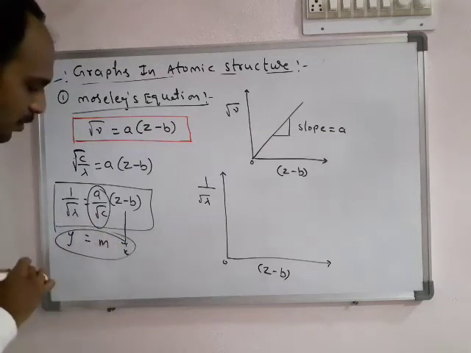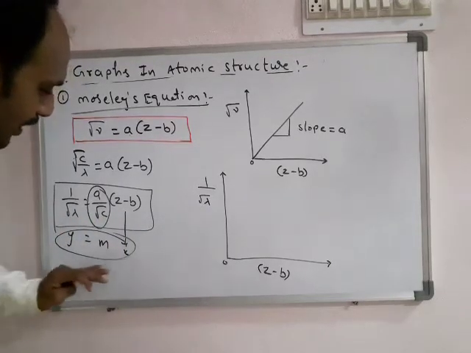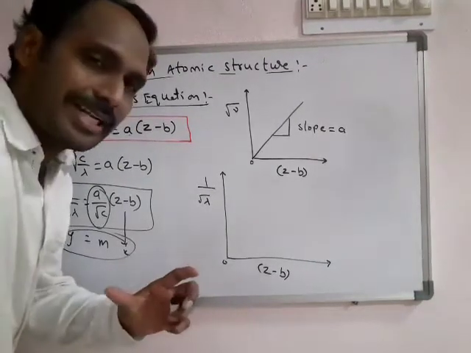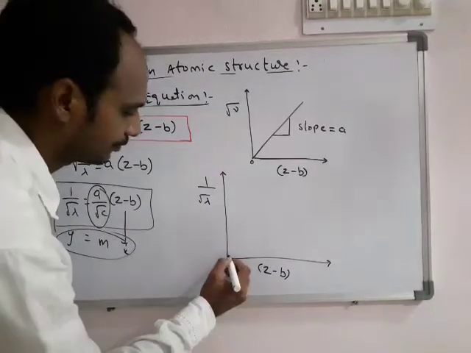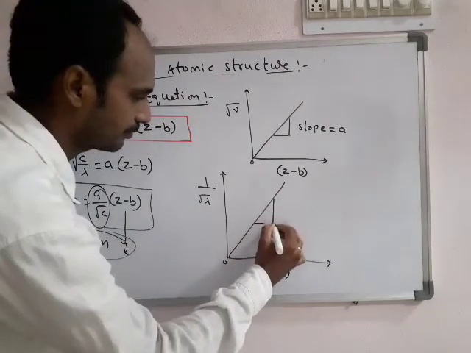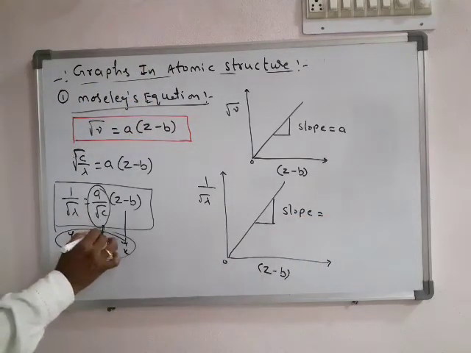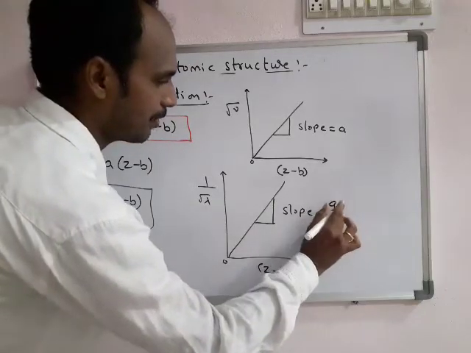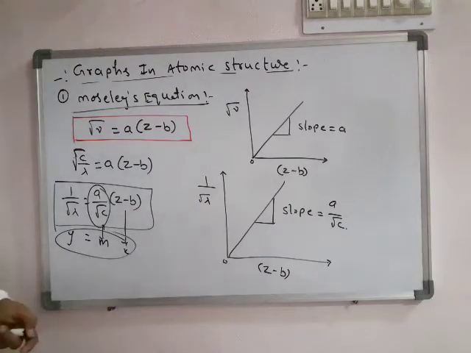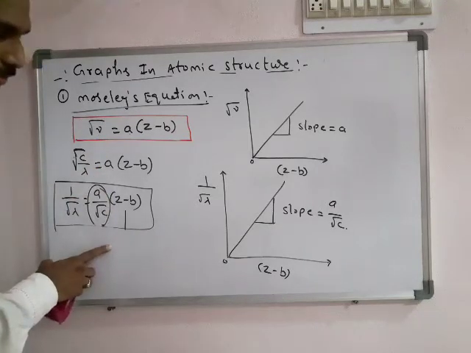Means it is in the y is equal to mx form, which represents a straight line equation passing through the origin. So it also has a graph like this. And again, what is the slope here? In the place of m, a by root c is present. Here the slope is a by root c. Okay, so this is one graph. We take this equation also.